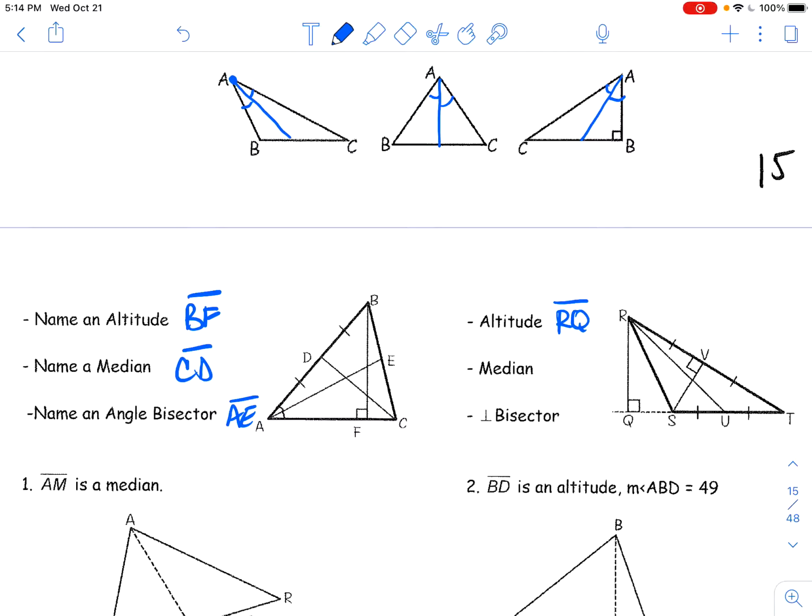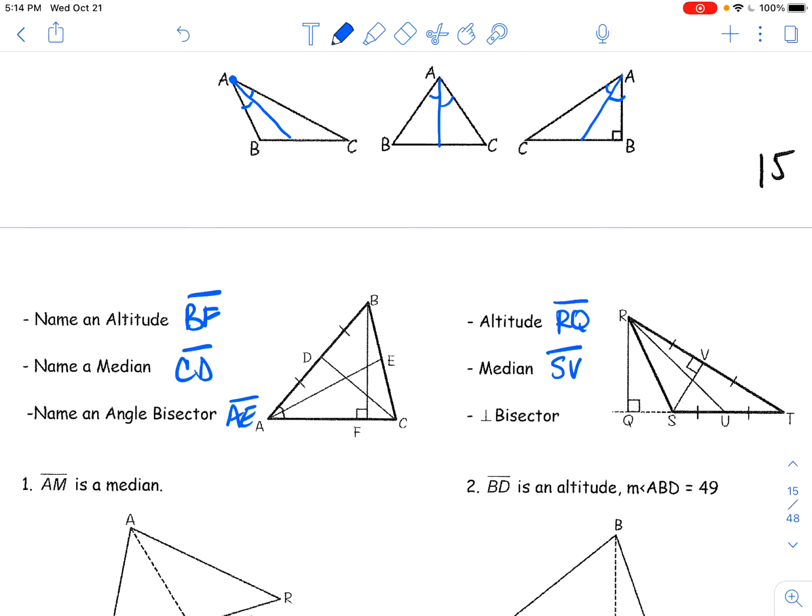A median, that is going to be a segment with an endpoint at a vertex and the midpoint of the opposite side. So SV can be a median. It starts at this vertex and it is cutting this side into two congruent parts. And so this would be SV. And the last one's a perpendicular bisector.